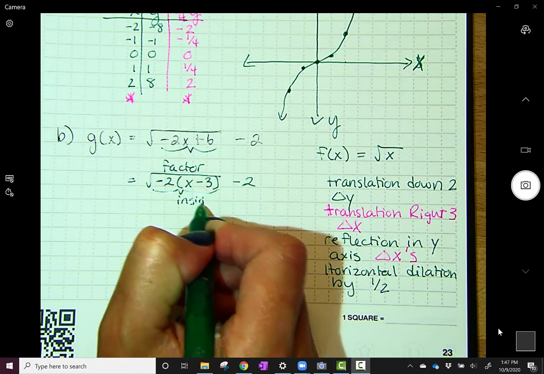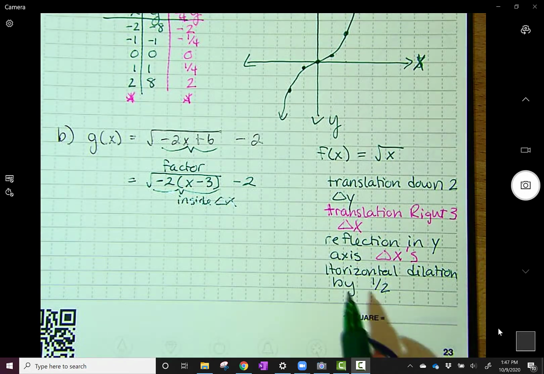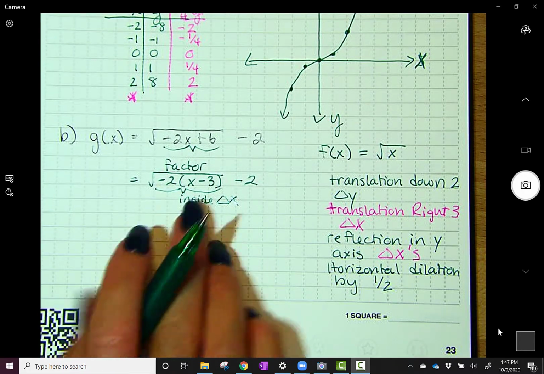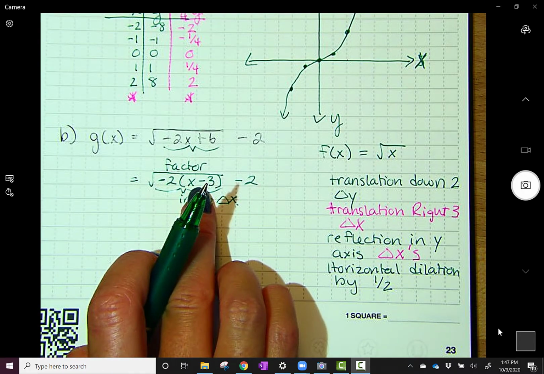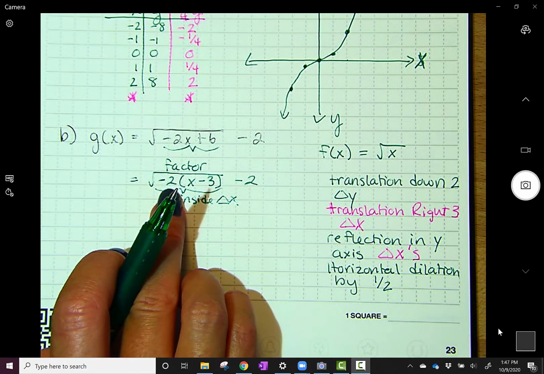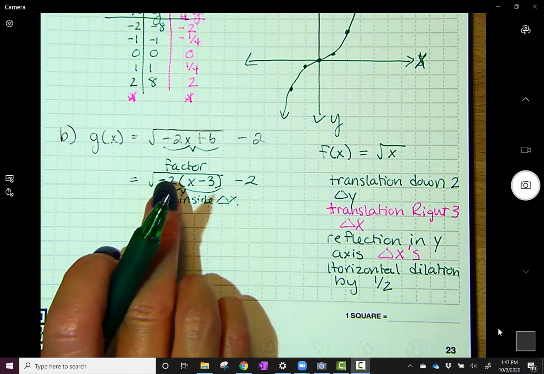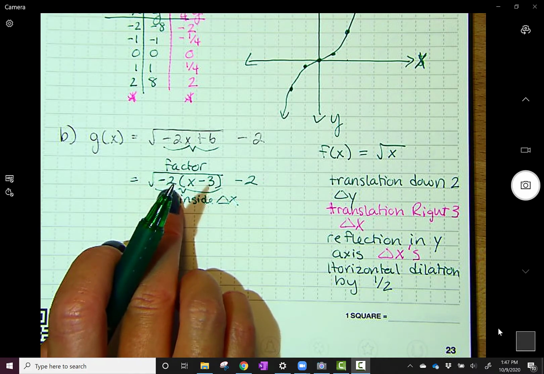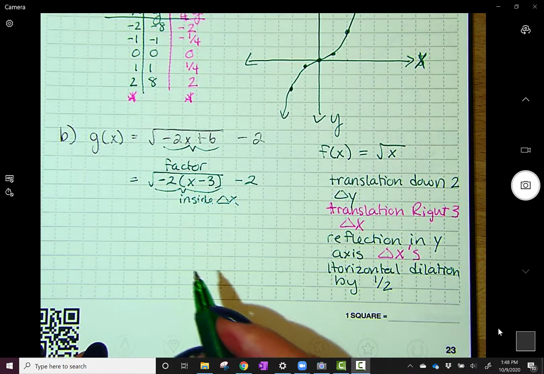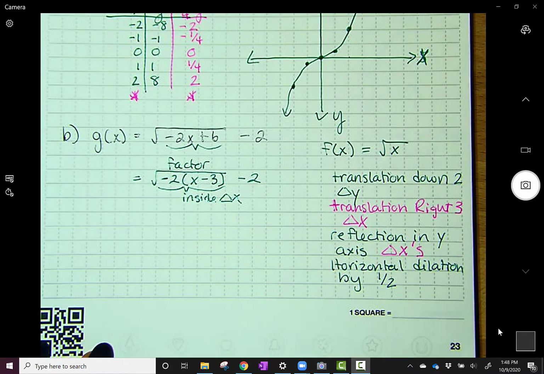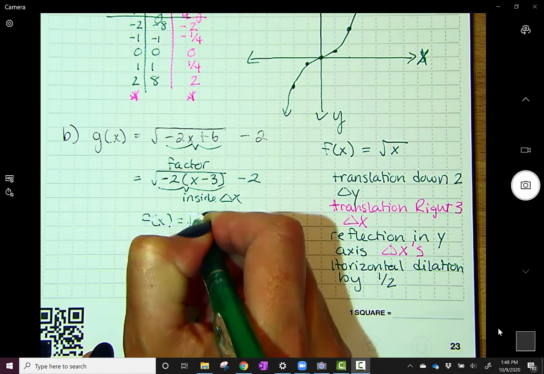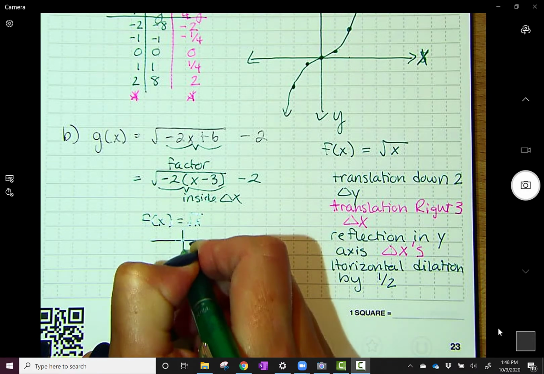So as a reminder, anything that happens on the inside of a parent function is going to change our x values. And with that translation left and right, if we see a negative, it's actually going to the right by 3. And if we see a 2, it's actually a horizontal dilation of 1/2. So you're taking the reciprocal of that number. So now we're going to come up with our table of values, so we start with the parent function, the square root of x in our table of values.